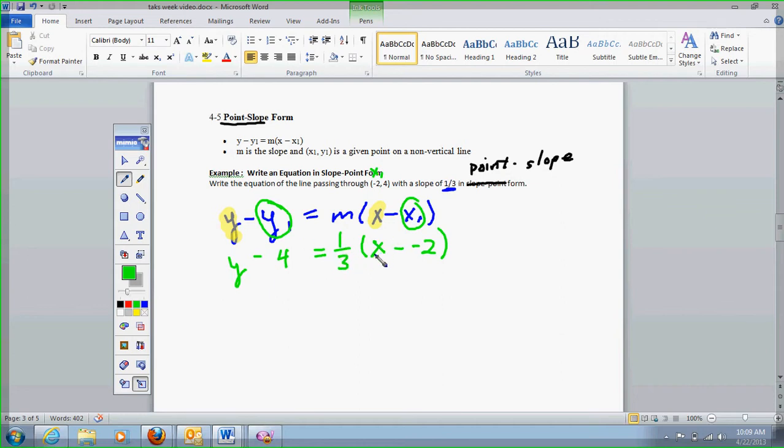Plug in your slope, x minus, y minus. And then plugging exactly the point. Notice how my x value was -2. I plugged in that -2. Now I can simplify. Y minus 4 equals 1/3 times x plus 2, and I can be done right there.